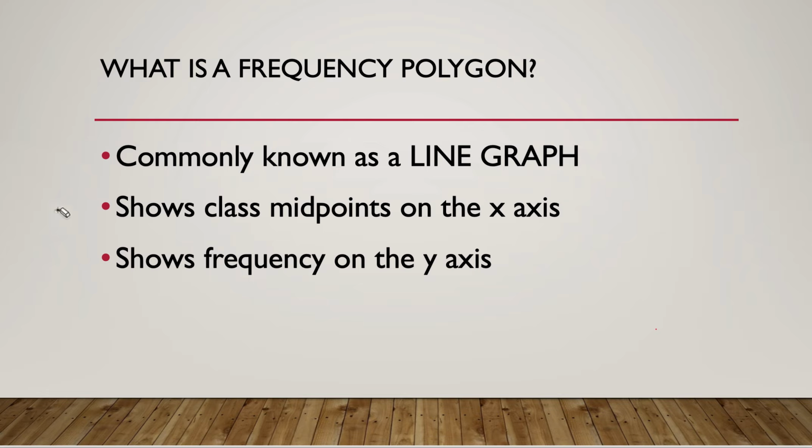So this particular graph is going to have on the x-axis, which remember is your horizontal axis going across, the midpoints of each class. This means that your classes, which are groups of numbers, you're going to have pulled out the middle number in each class, and that number is going to be marked off across the bottom of the graph. And then on the y-axis, which is the vertical axis going up and down, you're going to put your frequencies. That is how many times each midpoint occurs.